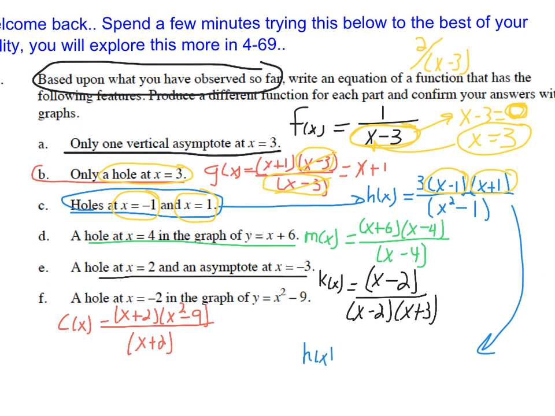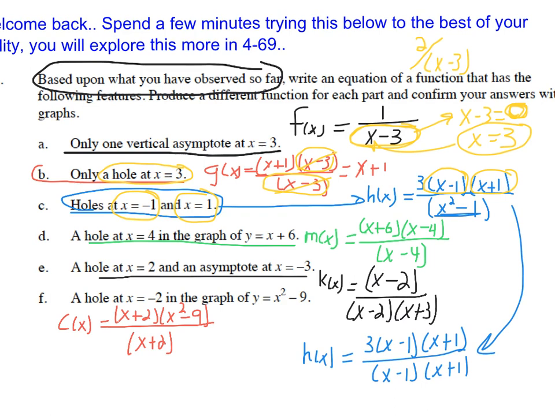and so h of x equals 3 times x minus 1 times x plus 1 all over this. Here's the difference of 2 perfect squares, so I have x minus 1 times x plus 1, and those factors, x minus 1's cancel, the x plus 1's cancel.